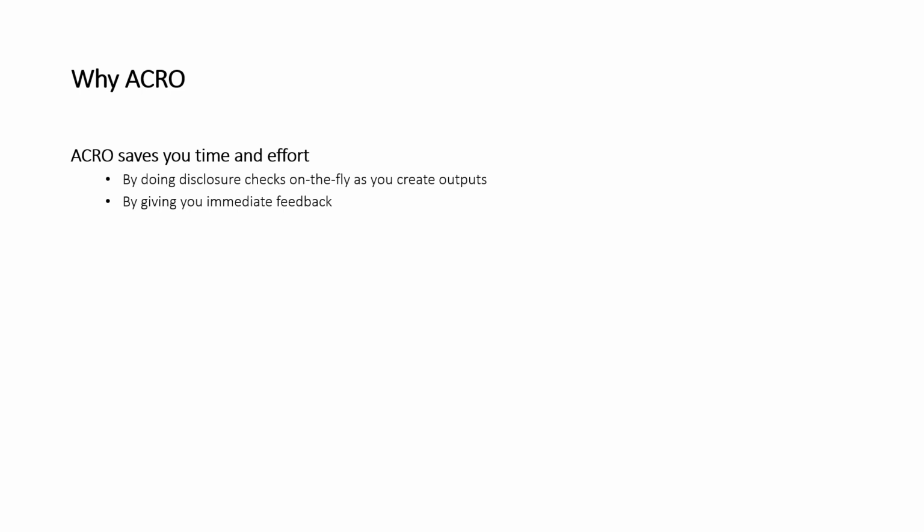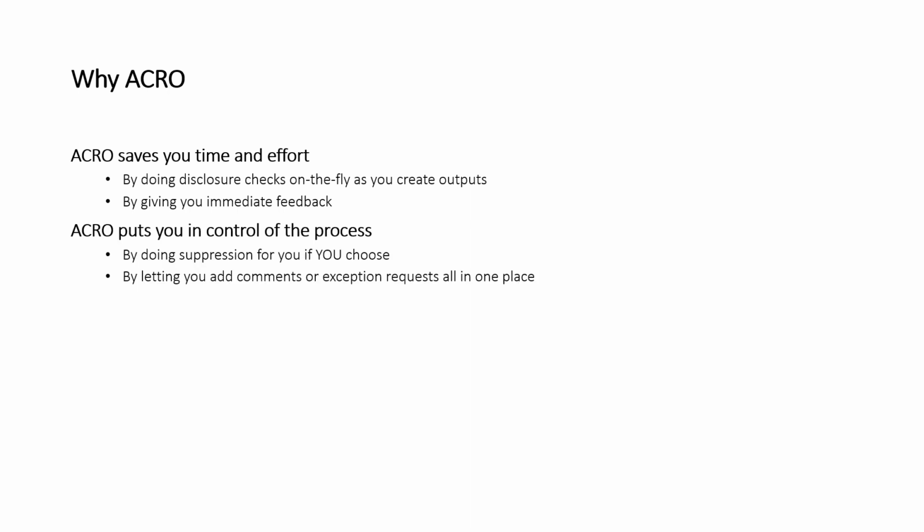And here are some advantages to using ACRO. ACRO saves you time and effort by doing real-time disclosure checks when you create the outputs. It also gives you immediate feedback that can allow you to adjust the outputs to pass the checks. ACRO gives you control on your results and analysis. For example, it gives you the choice to perform suppression to the output that fails the disclosure checks. It also lets you add comments and exceptions to communicate with the output checkers and give reasoning for some of your results.